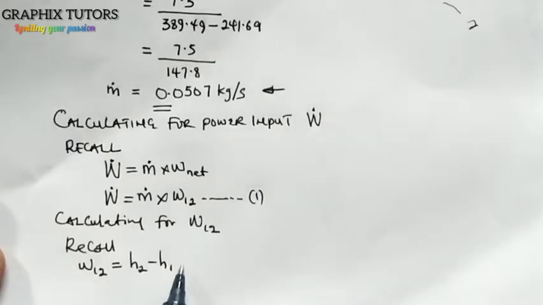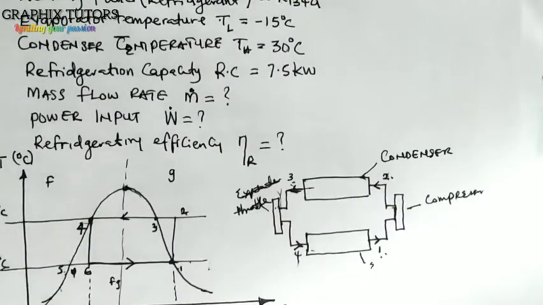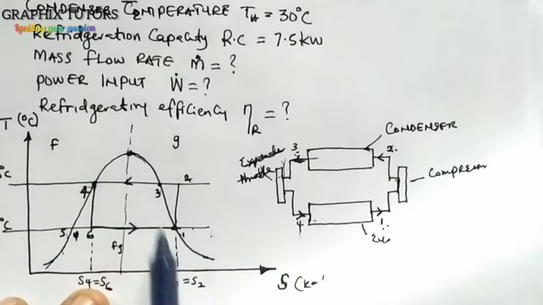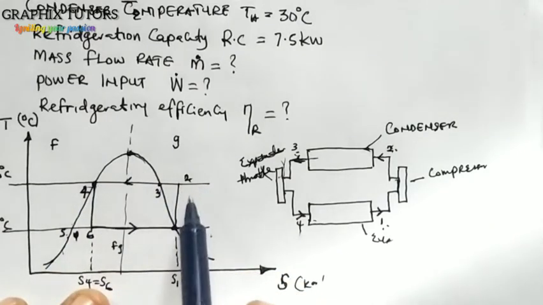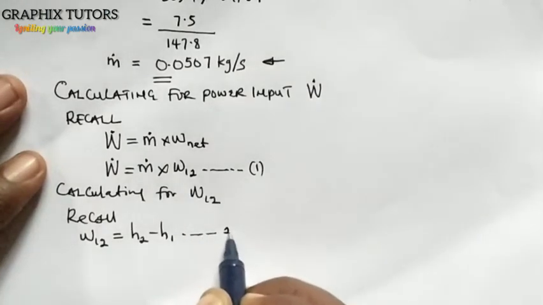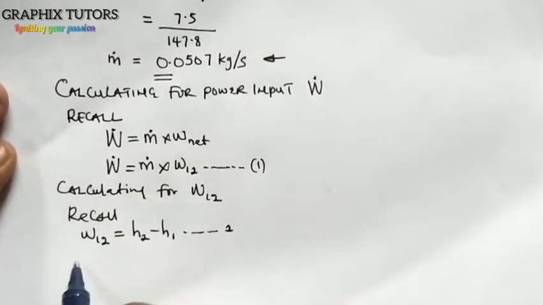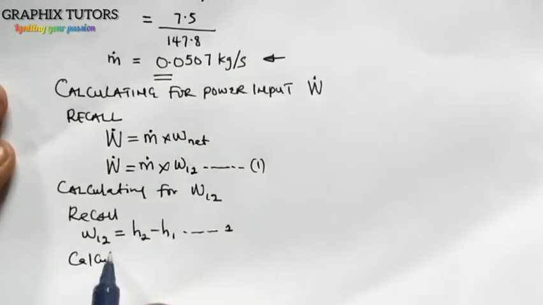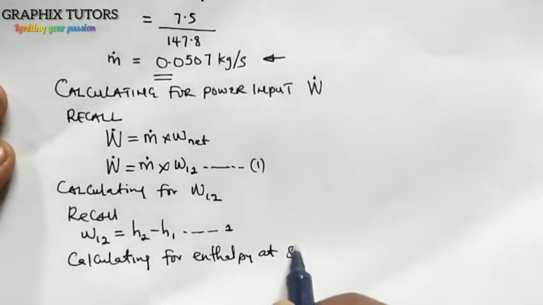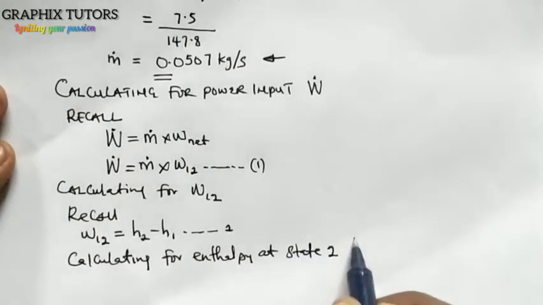So from here, if you look at our parameters, we have H1 but we don't have H2. Why? Because H2 is superheated. Earlier I said whatever you see on this dome is found in the steam table, but anything outside the dome is not in the steam table. So we don't know H2. I will call this equation 2. So I will say calculating for enthalpy at state 2. So that is H2.